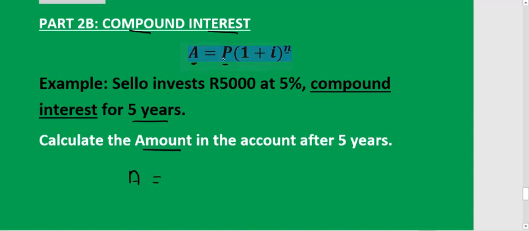All right, so P is the present amount. The amount now is 5,000. And of course, there's a 1 there in the formula. And I is for the interest rate. Remember, how do you write 5% as a fraction? You put it over 100 and multiply it by the number of years. And in this case, we've got 5 years.